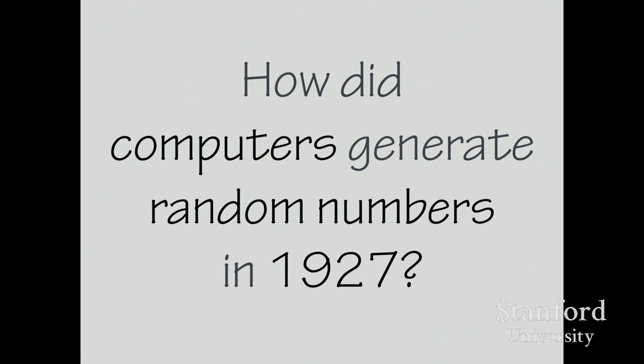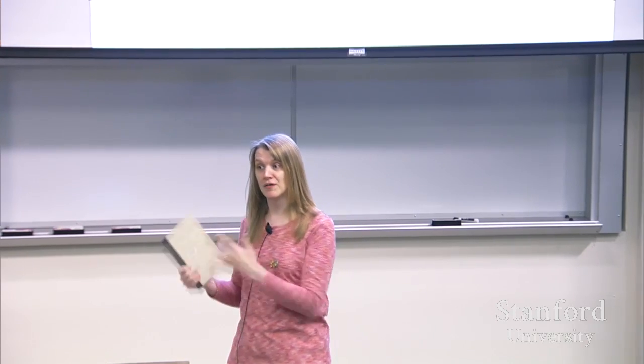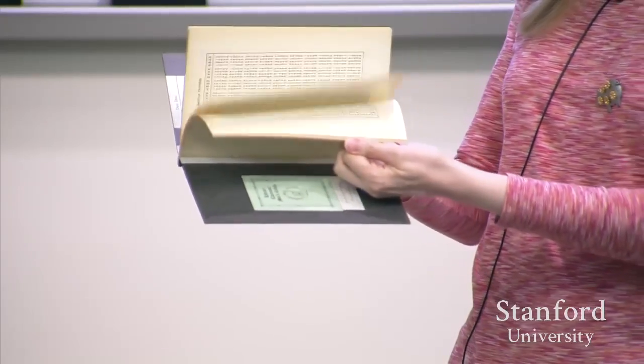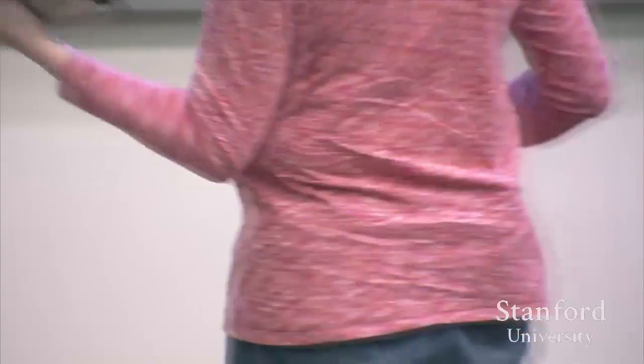So here's an example. I'm holding up a book here of something that was called Tracts for Computers, the series, like for people who would do computation. This is from 1927. It's by Tippett, and inside is a nice collection of random numbers. This is how people would generate random numbers. And in fact, when this book came out, it received some criticism, and people wrote some more papers saying, you know, these random numbers are not quite so good as you'd hope.